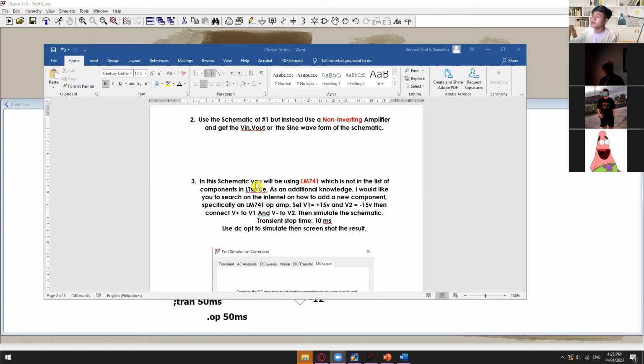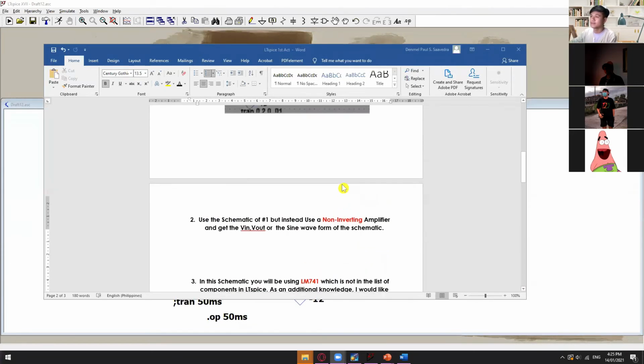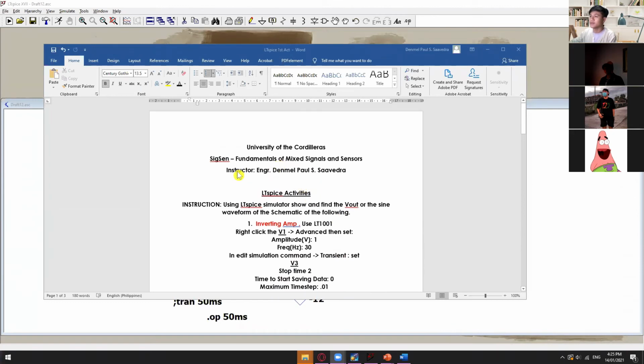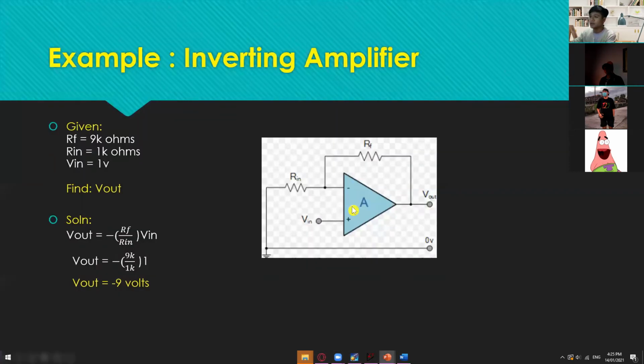So hintayin nyo na lang itong mga uploaded files ko kasi ayusin ko pa to. May mga ayusin pa akong format dito. And same dito sa module, itong prinisan ko, may ayusin din ako dito. Itong picture mismo ng inverting amplifier.